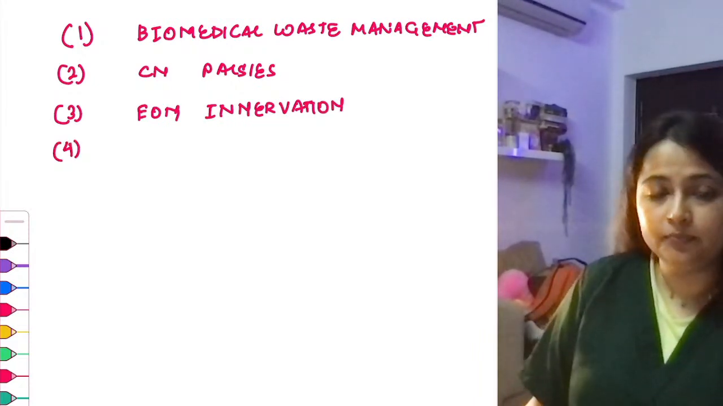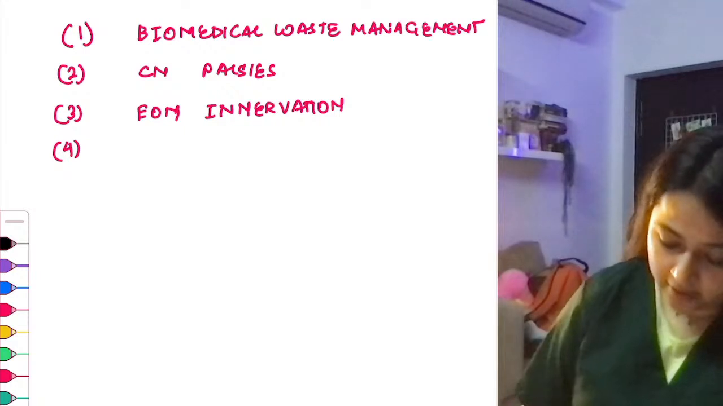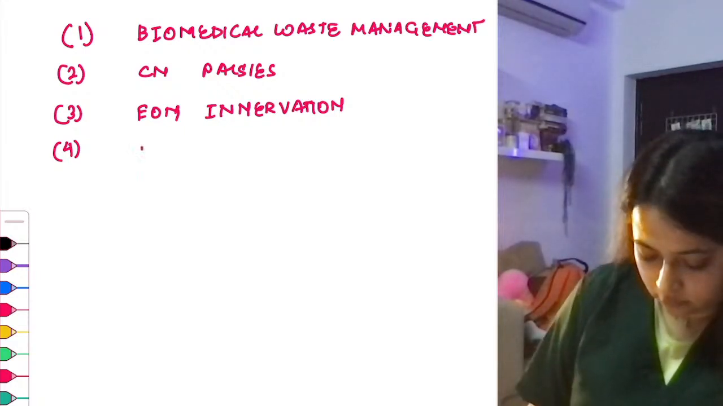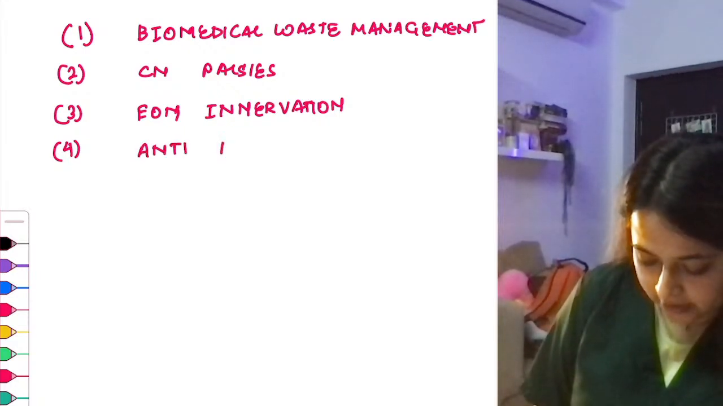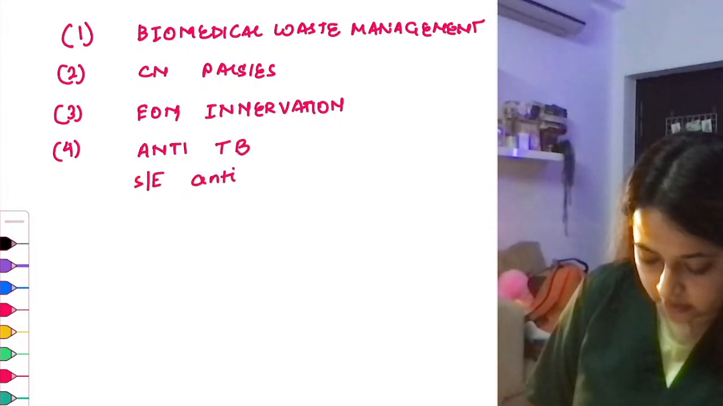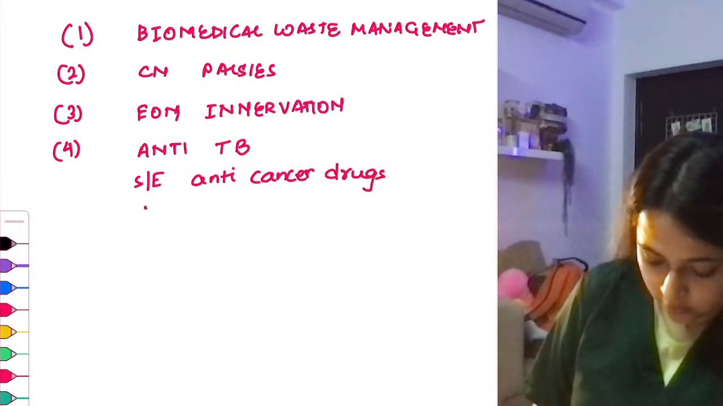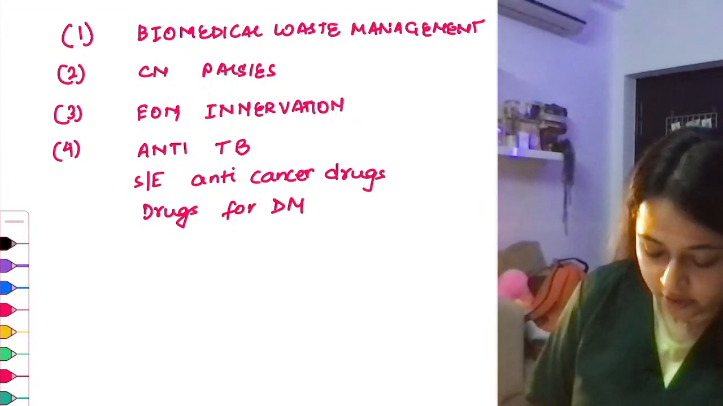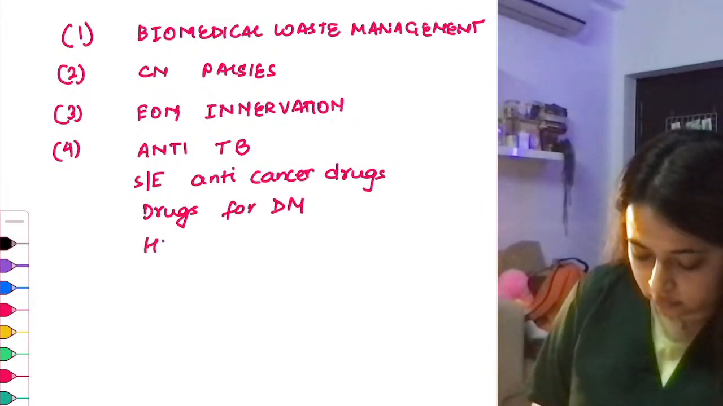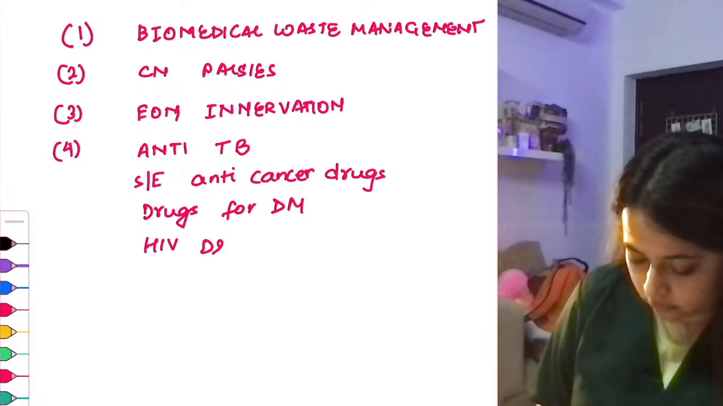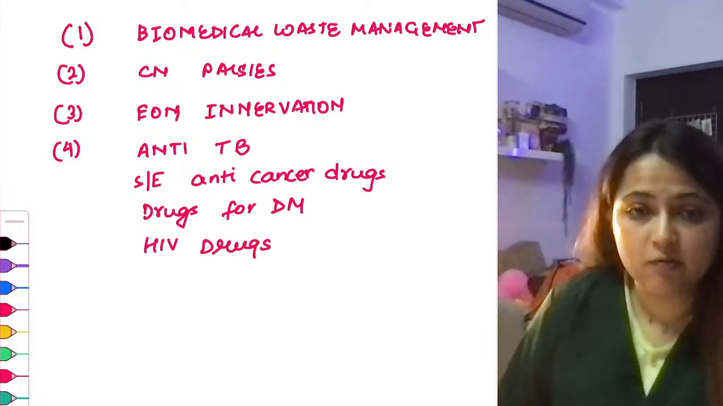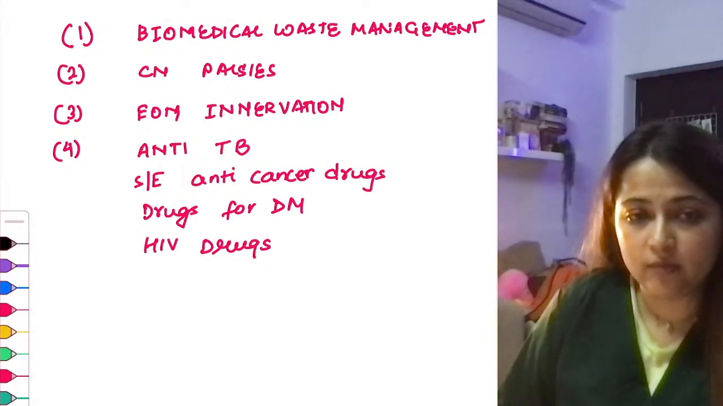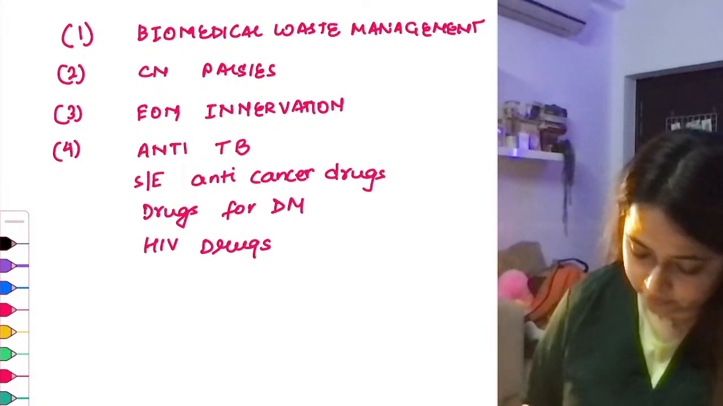Fourth high yield topic, you have to know about anti-TB drugs, side effects of anti-cancer drugs, drugs for diabetes, and drugs for HIV, that is highly active antiretroviral therapy.